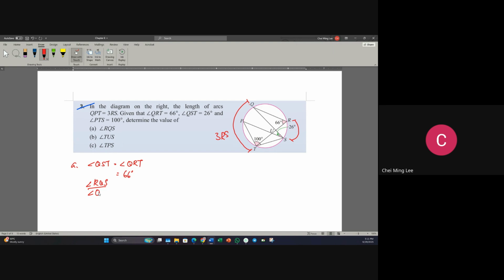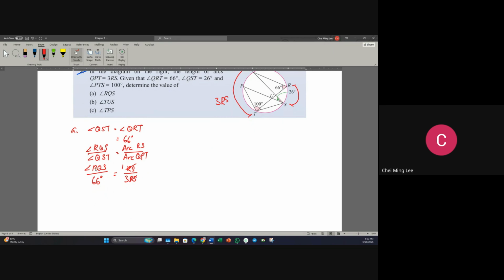RQS divided by angle of QST will be equal to arc RS divided by arc QPT. So from here you just substitute everything. Angle of RQS over 66 degrees equals arc RS over arc QPT. QPT is 3 RS, right? So RS over 3 RS equals 1 over 3. So I move this one here, RQS equals 1 over 3 times 66, which is 22 degrees.